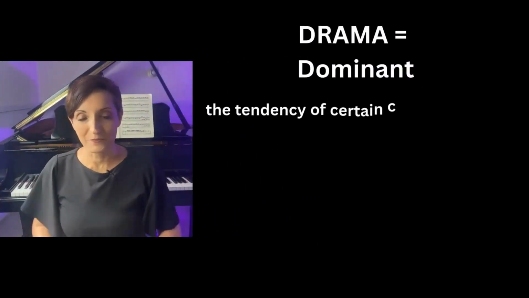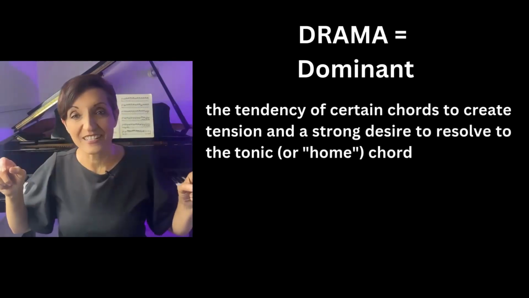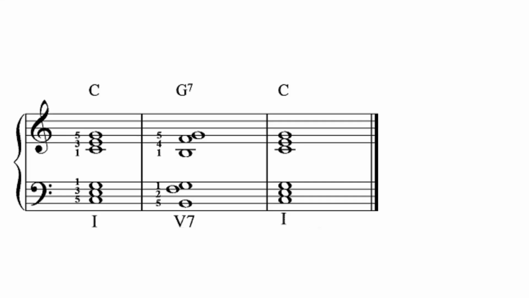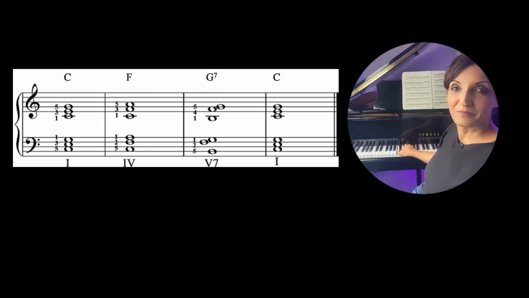Then comes the drama. That's where all the tension lives. In C major, G7 is your drama queen. So you play C major, and then G7, and that wants to resolve somewhere. So again, we have C, home, setup, F chord, 4, G7, dominant, the drama, and C major.